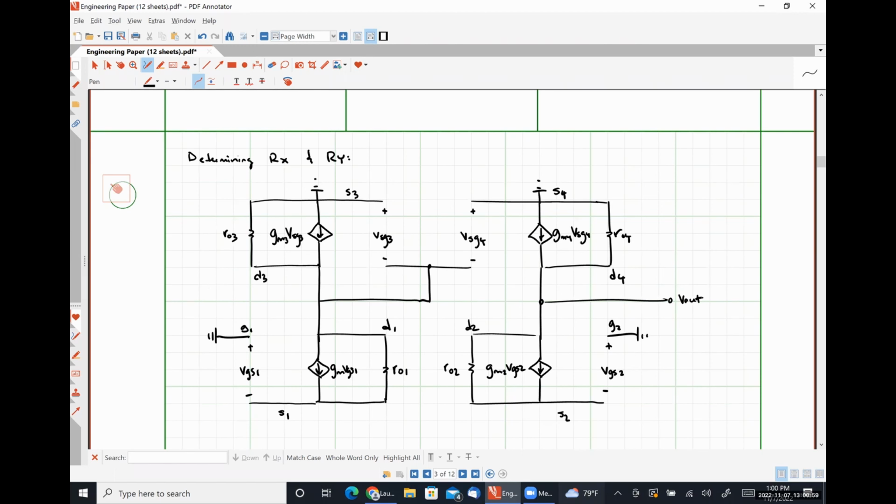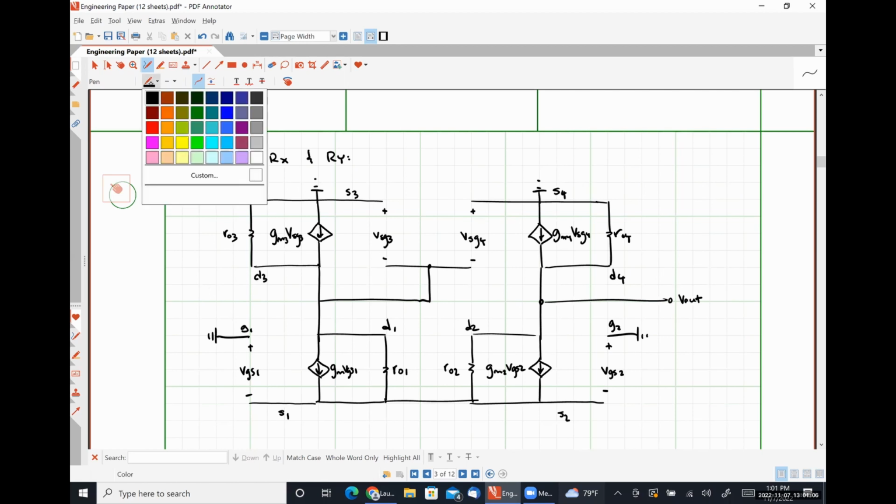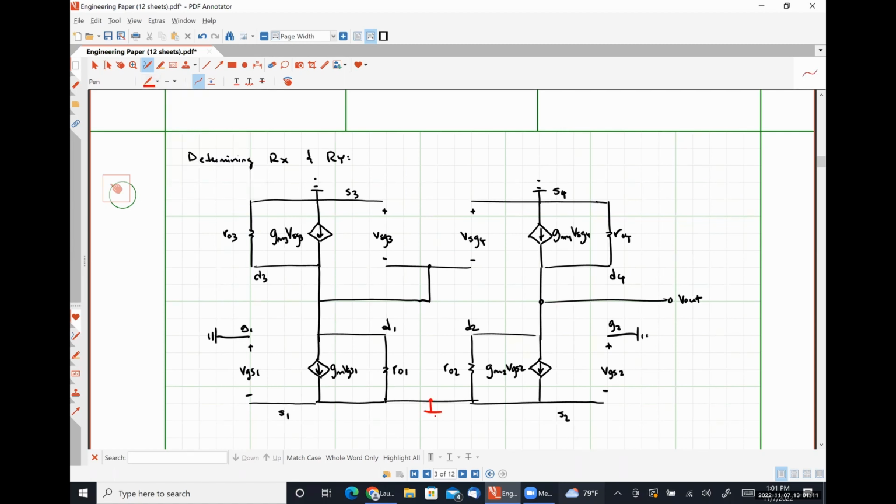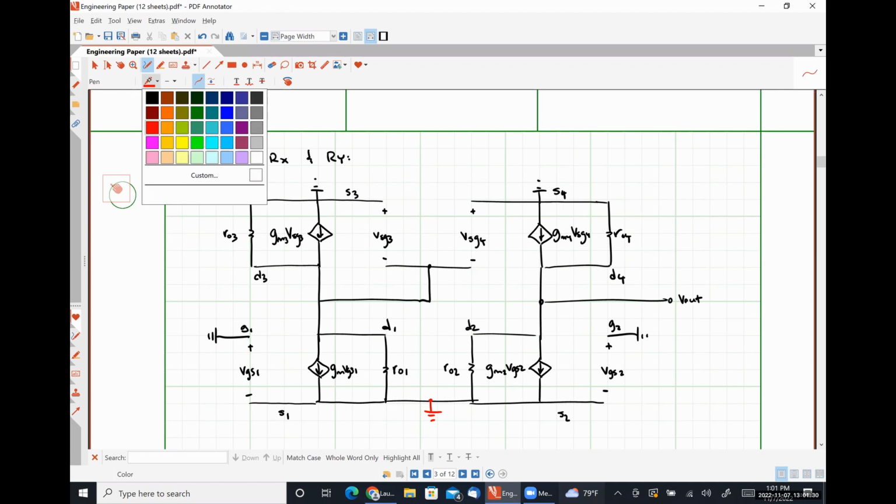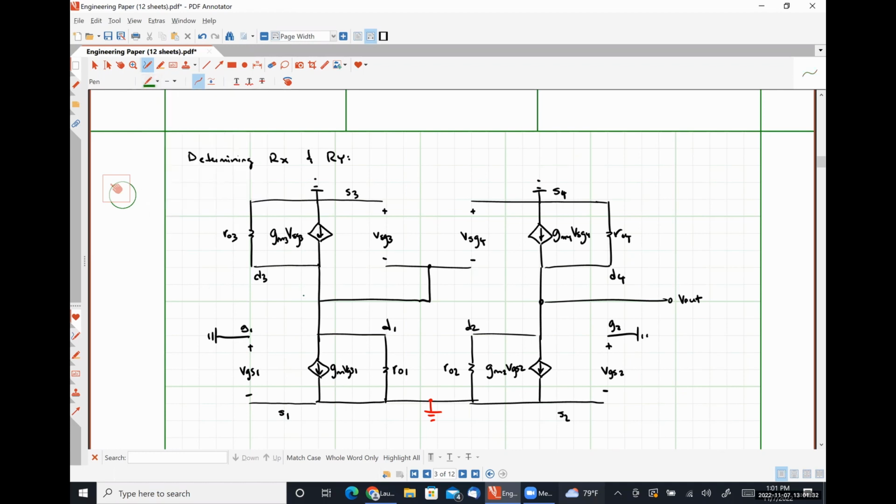Here's my output node. I know that the source of M1 and the source of M2 should be tied together. And because this is very close to symmetrical, once again, we are going to deal with an assumption here that this node down here at the bottom is very close to ground. Okay. So this is, what color did I use? Node X.